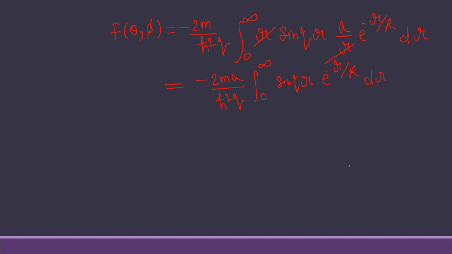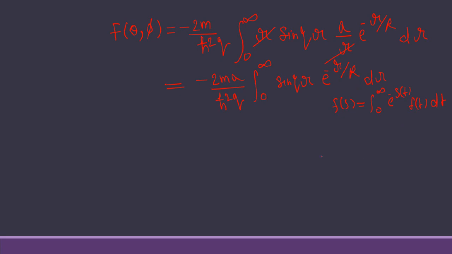So there is a trick to solve this type of integration, because otherwise it will take more time. So there is a trick. The trick is you can use the Laplace transformation. So the Laplace transformation formula is F(s) is equal to limit 0 to infinity e to the power minus st f(t) dt. Now you can compare. So this is the f(t), and e to the power minus st. So s will be your 1 upon R.